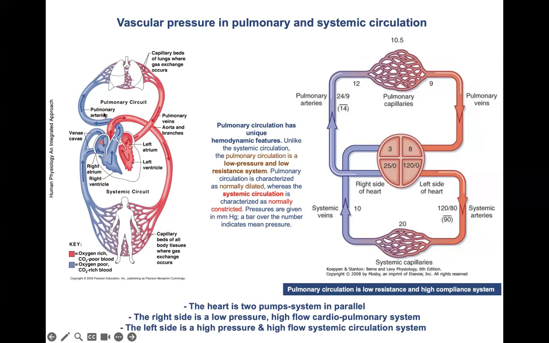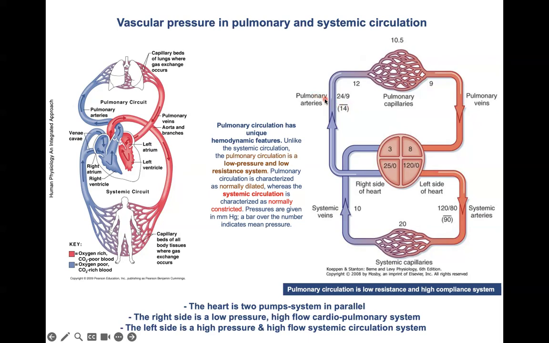The right-sided heart, or the cardiopulmonary circulation, is a low-pressure system, also a low-resistance system. For this cardiopulmonary circulation to be a low-pressure and low-resistance system, some requirements have to be met, the most important of which is that the pulmonary artery has a high compliance. This means that it can be easily distended and does not offer a great resistance to flow.